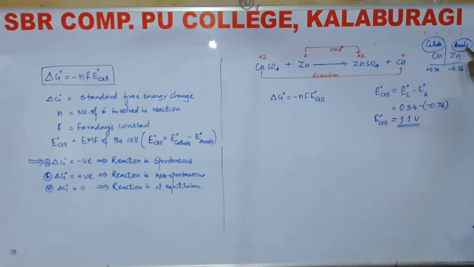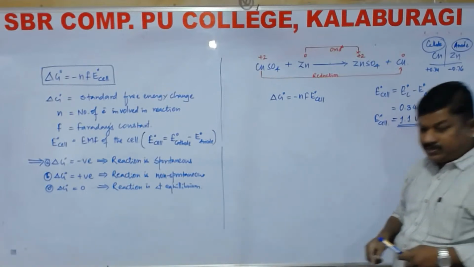Oxidation always takes place at the anode terminal. Reduction takes place at the cathode terminal. Cathode minus anode is going to be there. Cathode value is going to be 0.34. Anode value is going to be minus 0.76. After adding these two, the E naught of this cell is equal to how much?